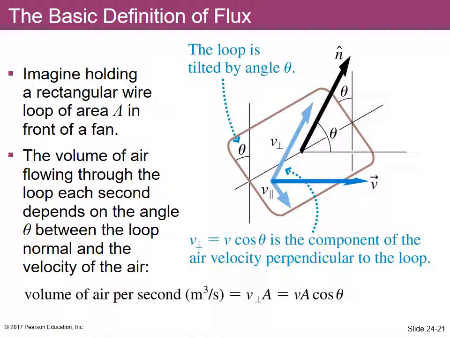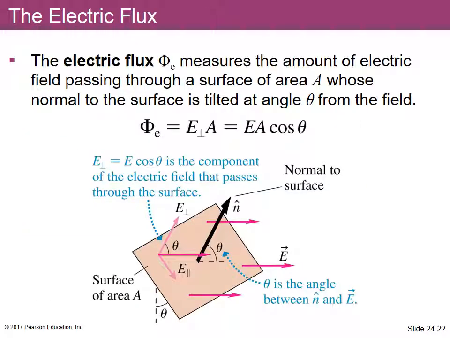The volume of air flowing through the loop each second depends on the angle theta between the loop normal and the velocity of the air, and is equal to the perpendicular component of the velocity times the area. This is similar to the continuity equation when we learn about hydrodynamics, where we only consider perpendicular flows of a fluid. The electric flux, phi, measures the amount of electric field passing through a surface of area A, whose normal is tilted at an angle theta from the field, and is equal to the electric field times the projected surface area.